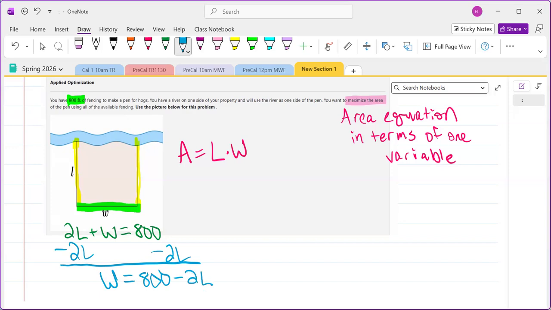So I know W is the same as 800 minus 2L. So I'm going to put this in place of W. Now, remember, when you are making a substitution, I'm going to start my line of work. I've got A equals L times, and then I just write down my 800 minus 2L.